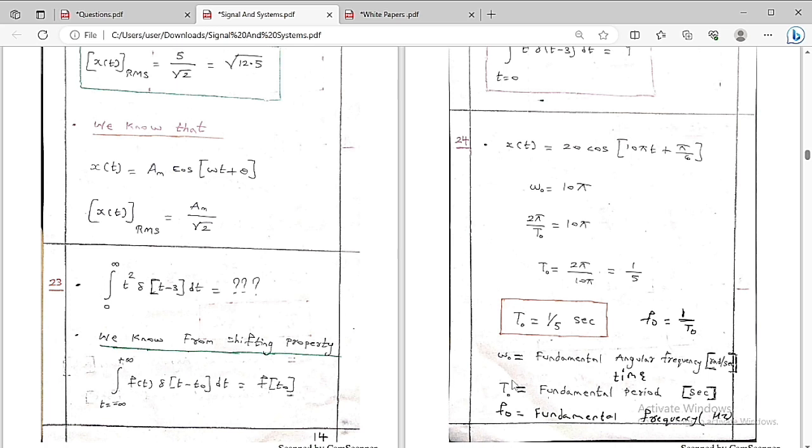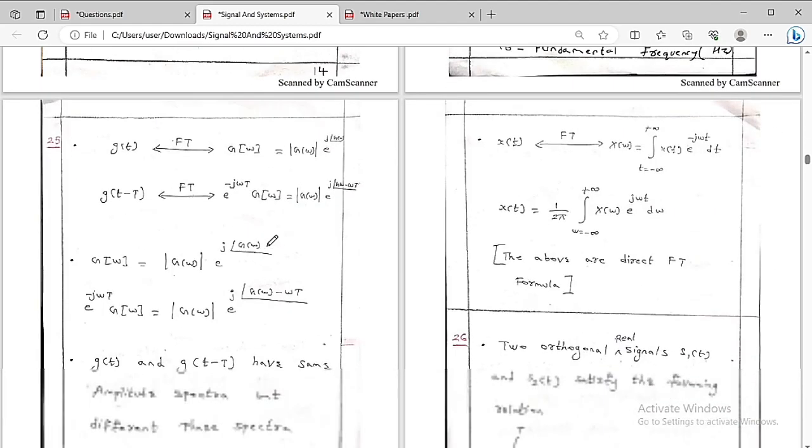So always remember, omega is equal to 2 pi by T or 2 pi into f. Omega is called the angular frequency and its unit is radians per second. T is called the time period and its unit is second. And f is called the frequency and its unit is hertz. Here we are saying it is fundamental, so we keep fundamental for each word. In this question they are asking for the fundamental time period and its value is 1 by 5 second. So this is the correct solution of this question.